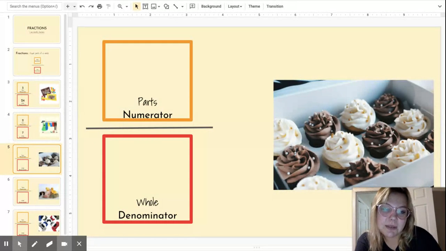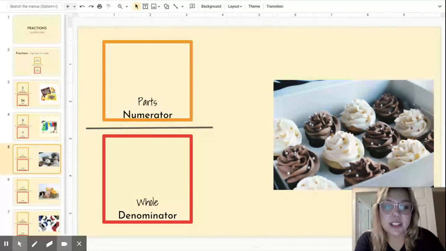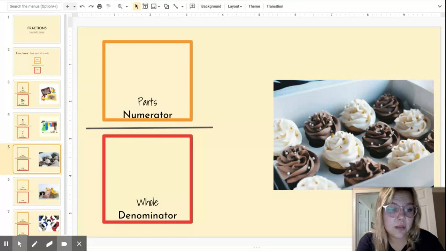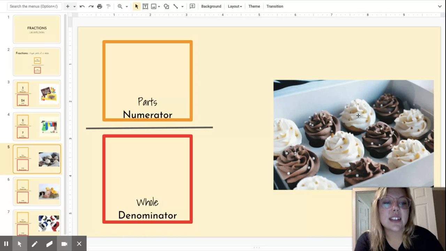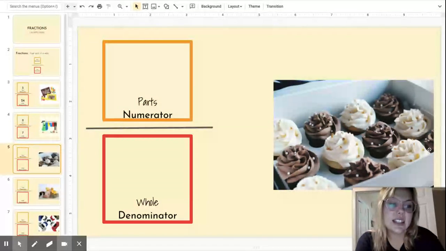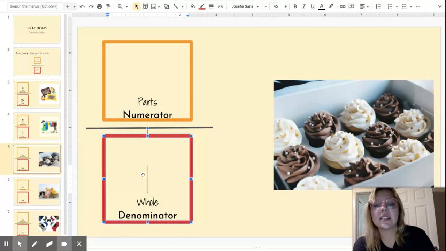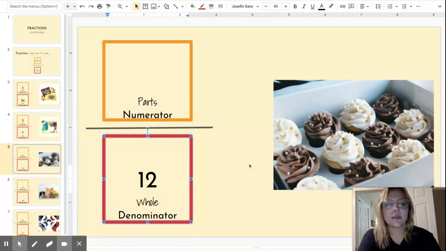Here's a yummy box of cupcakes. Mrs. Price is going to count to find the denominator, or the total amount of cupcakes in the box. 1, 2, 3, 4, 5, 6, 7, 8, 9, 10, 11, 12. There are 12 cupcakes in the whole box.